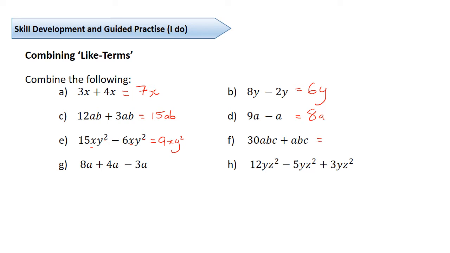8A plus 4A take 3A. Well, all 3 of these terms are like each other because they all have an A in them. So if I had 8 and I added 4 more, I'd have 12, but I took 3 away, so I only had 9 left. yz squared, yz squared, yz squared. All correct, all like. 12 take away 5 is 7, add 3 more, I get 10 yz squared. Hopefully you guys agree.